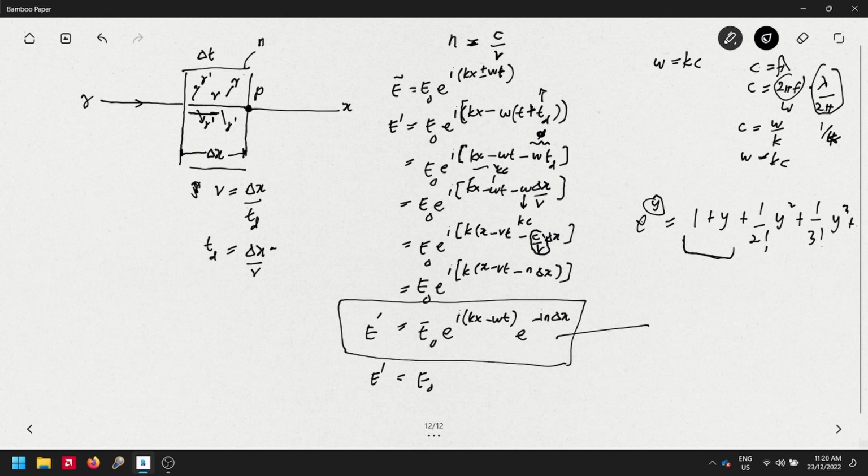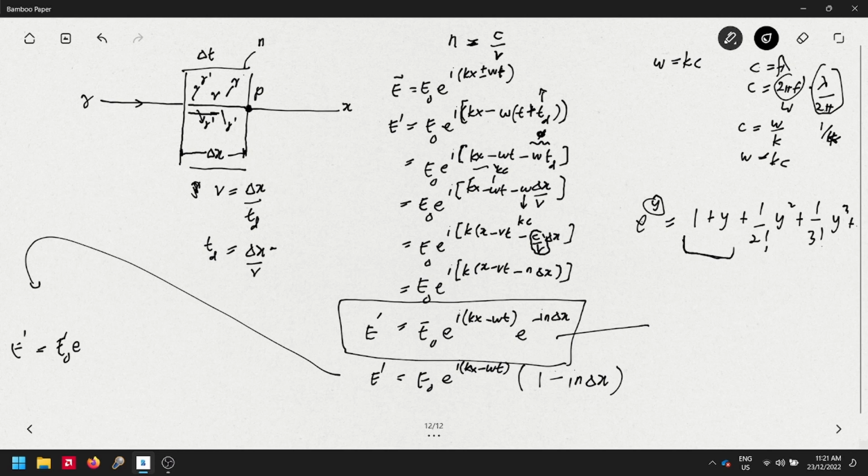So finally, I have my E equals E naught e to the i (kx minus omega t). And then I'm replacing this one with this one. So this becomes 1 plus negative i n delta x. So finally, you will have the final result, which is E prime. This is the original function. This is the original photon, right?